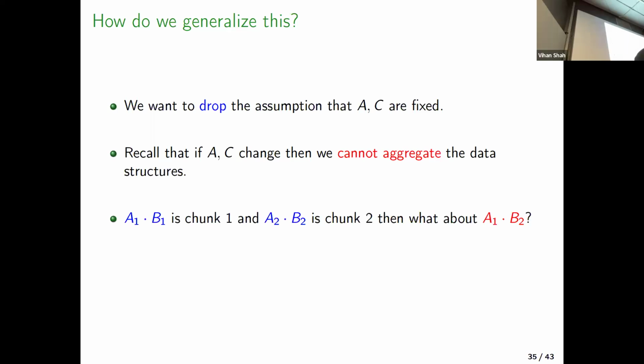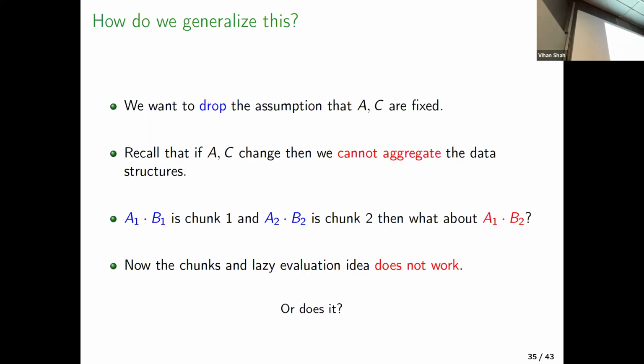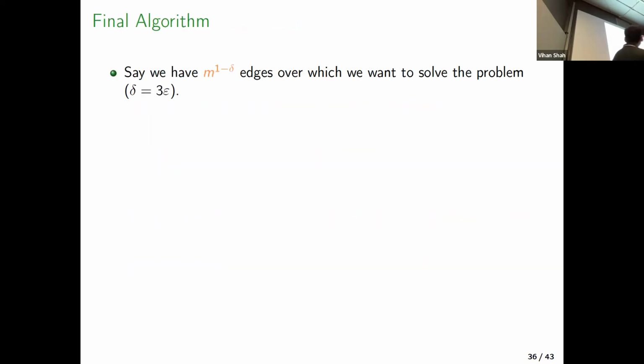The idea is something like A and B both are changing. So if I do something for A1, B1, and then A2, B2, I also have to figure out something for A1 and B2, right? There can be paths that go through A1 and B2 as well. So this idea of chunks and lazy evaluation doesn't work, or maybe we can do something similar. And the idea is this.